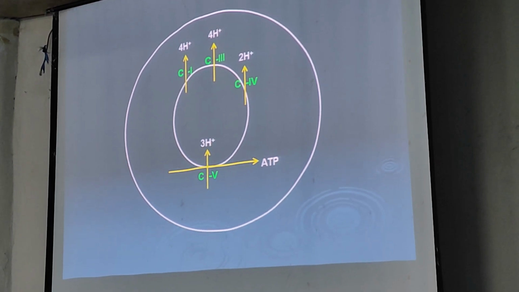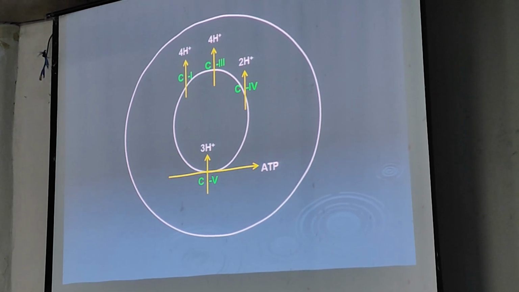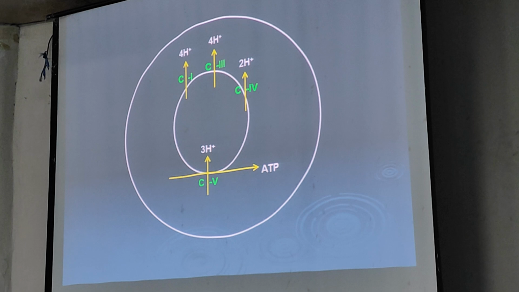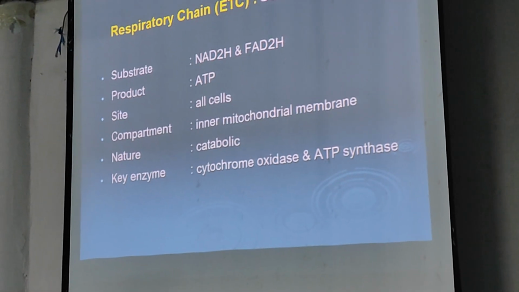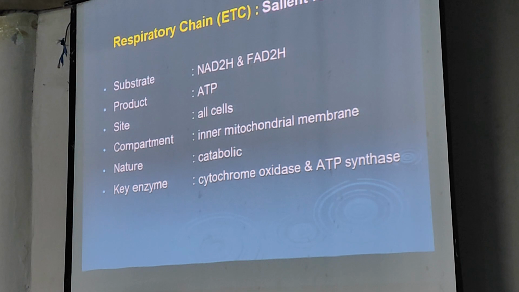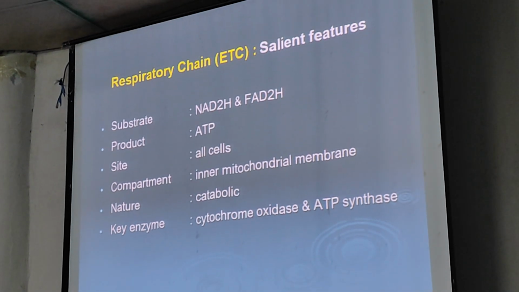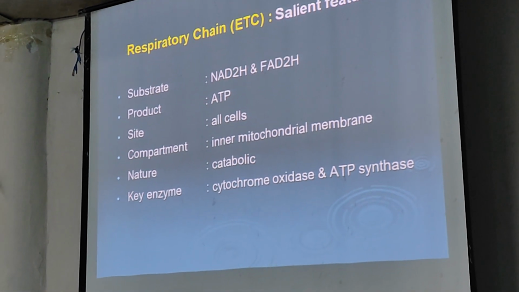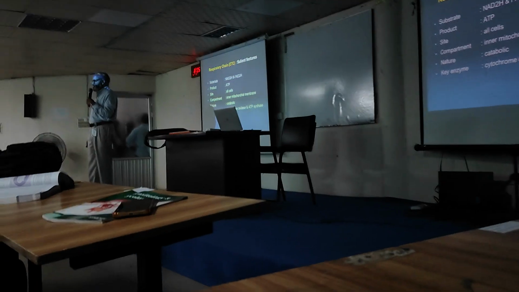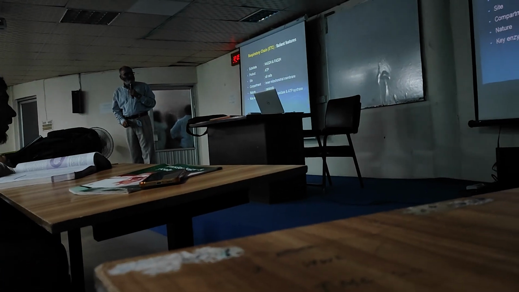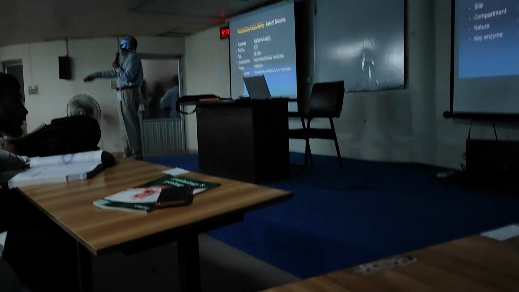And what is the complex where there is ATP production? What is the name of that one? ATP synthase. That's all. So this is the summary of the respiratory chain. Substrate: reduced coenzymes, NADH and FADH. Product: ATP. Site: all cells containing mitochondria. Compartment: inner surface of the inner mitochondrial membrane.